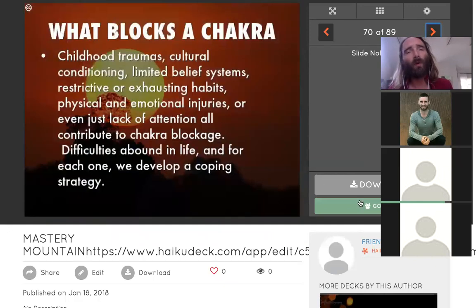Now we come up with what blocks a chakra. Before we get into the different types, what causes a block? Well, here are some common ones, and I'm sure we could add more. Childhood traumas, cultural conditioning, limited belief systems, restrictive or exhaustive habits, physical and emotional injuries, or even just a lack of attention can contribute to it.